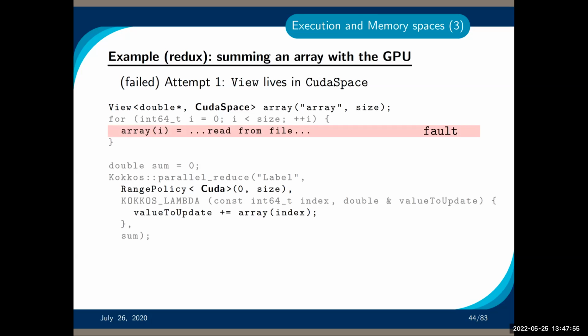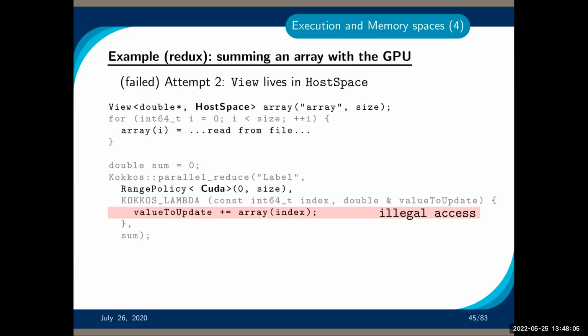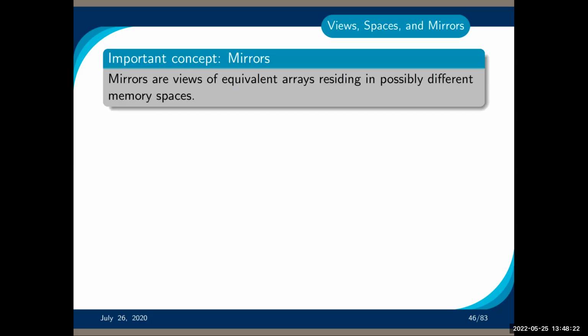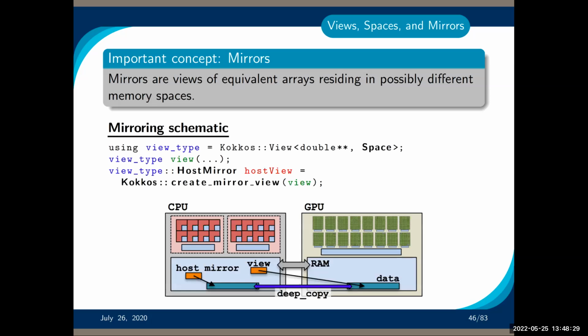Here, because this is in CUDA space, this array reference will not work because you can't read from the host. Similarly, because this array is in host space, it can't be read inside CUDA. The solution is you can either say where the memory should be, or you can use what we call mirroring. Mirrors are views of the equivalent arrays, possibly in different memory spaces. If you have a view in some other space, you just say create mirror view, and that will mirror the data, copying the data if necessary, to, in this case, host.